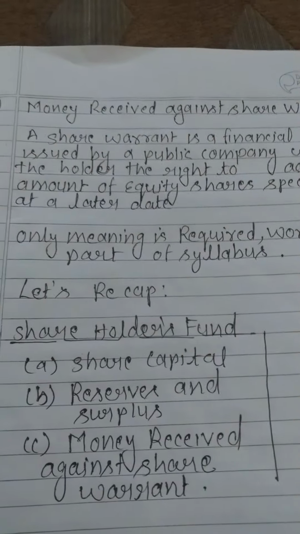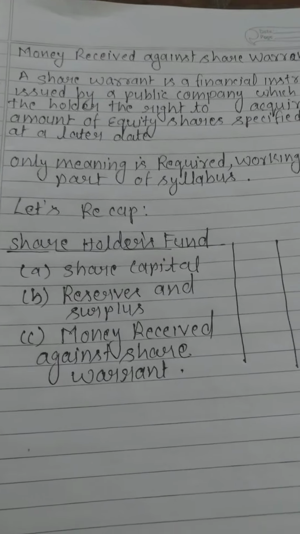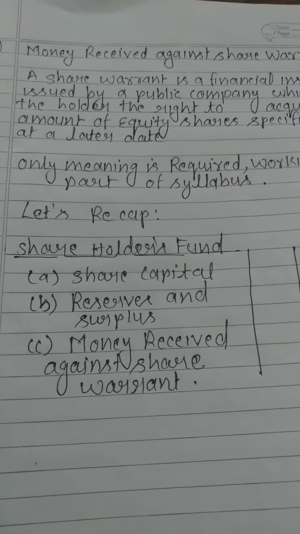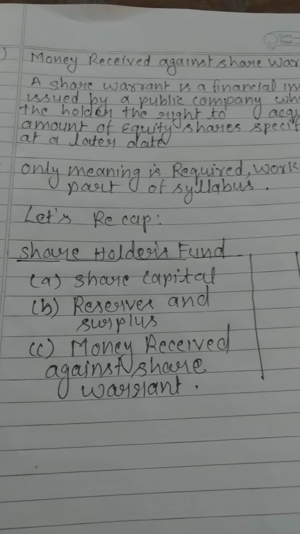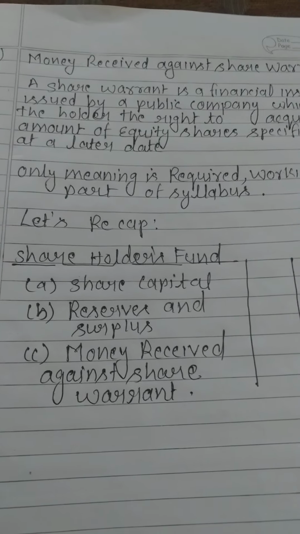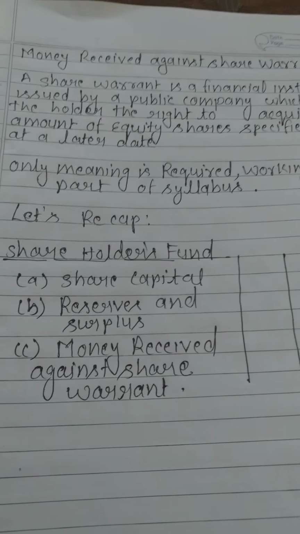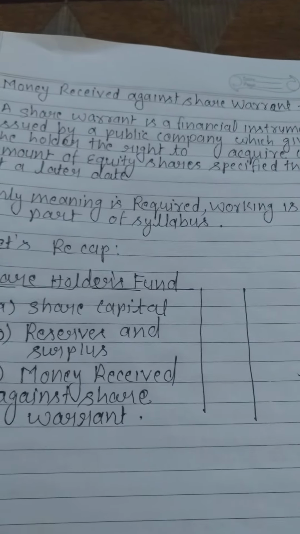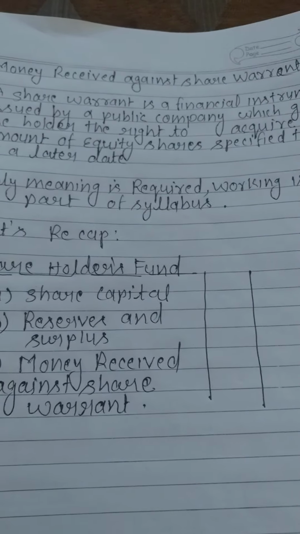So students, let's recap it once again. We have just done shareholder funds, which is the very first heading of your equity and liabilities side. This shareholder funds consists of three headings. First one is share capital, the second one is reserves and surplus, and the third one is money received against share warrants. I hope you understood. Thank you.